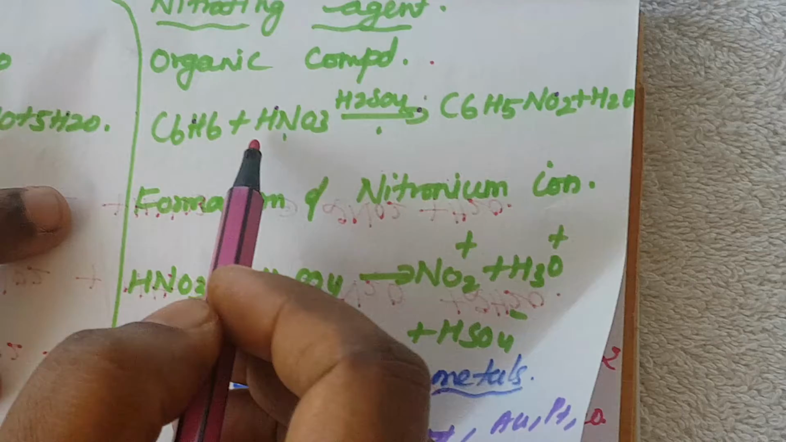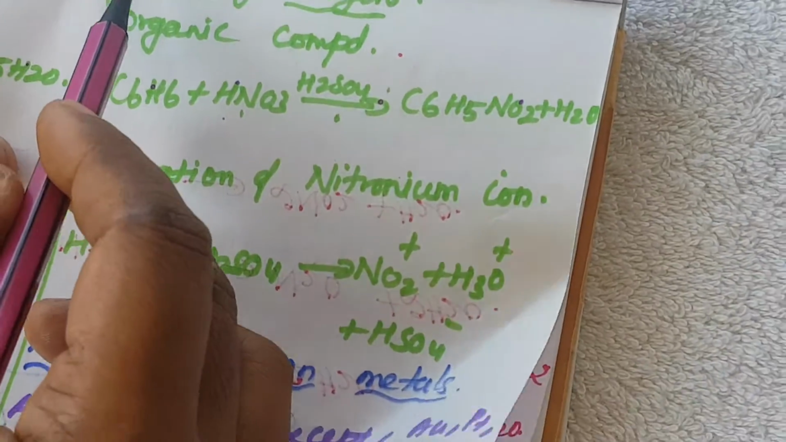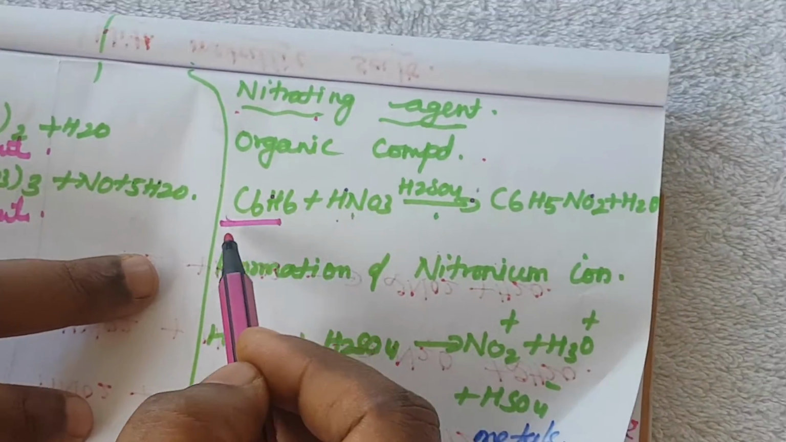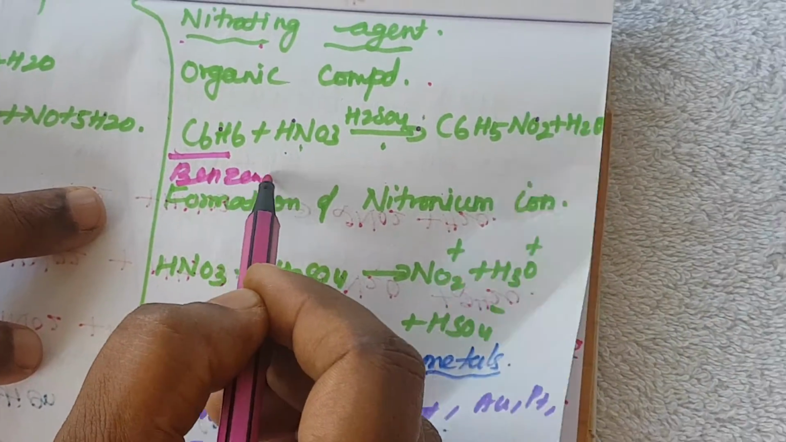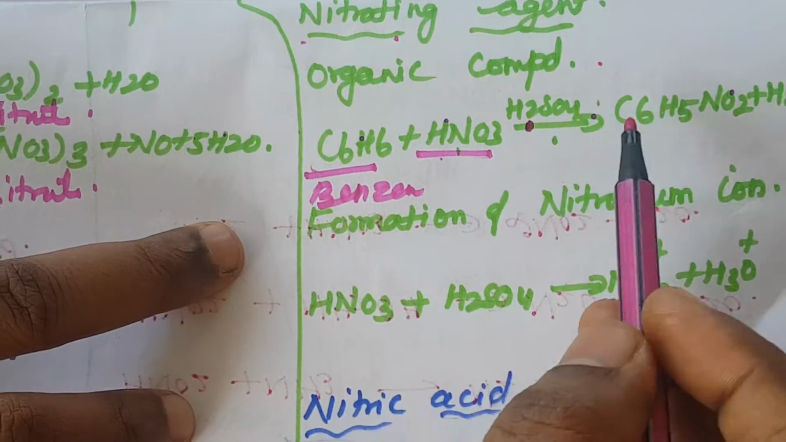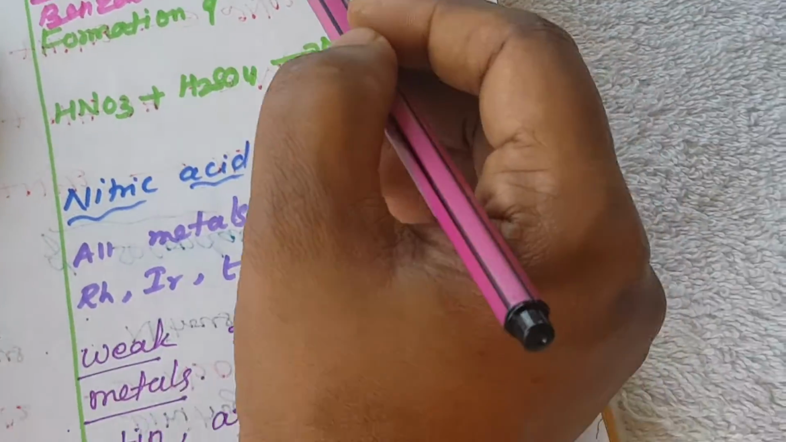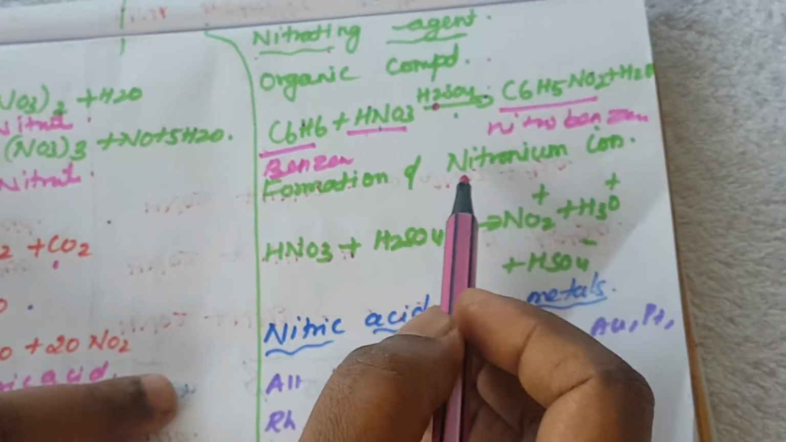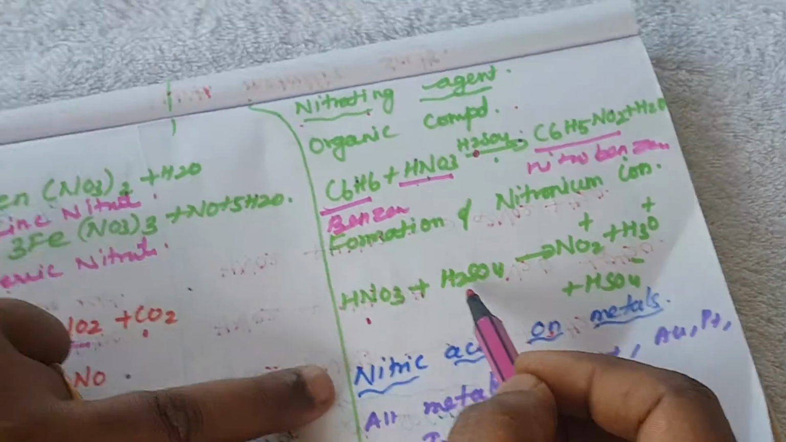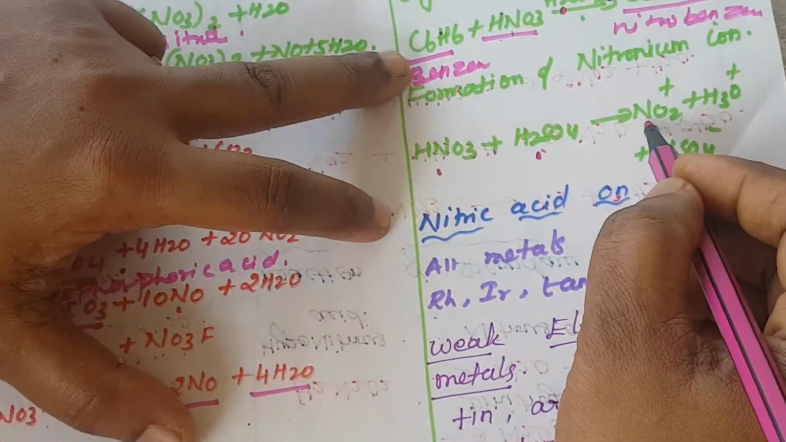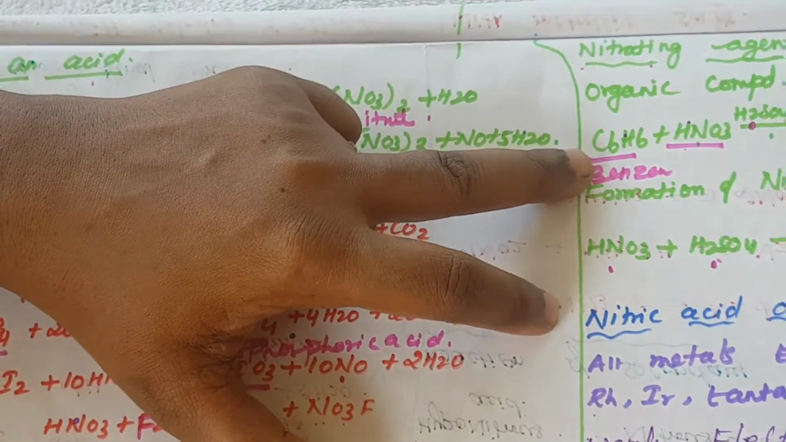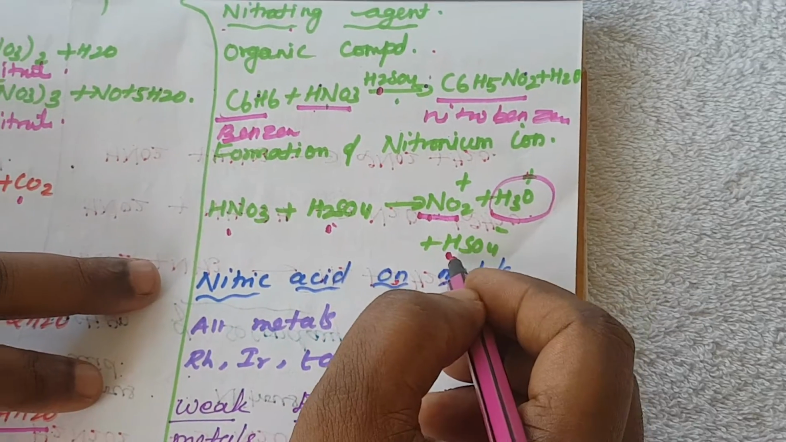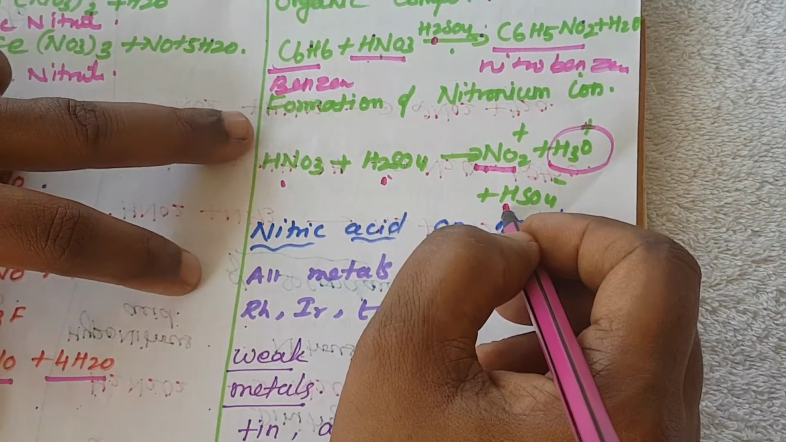Organic compounds react with nitric acid, because the nitrating agent is used only in organic chemistry. C6H6 is benzene. When benzene reacts with nitric acid in the presence of concentrated sulfuric acid, it forms nitrobenzene. Then the formation of the nitronium ion: nitric acid and concentrated sulfuric acid form the NO2+ nitronium ion, the H3O+ hydronium ion and the bisulfate ion, HSO4-.